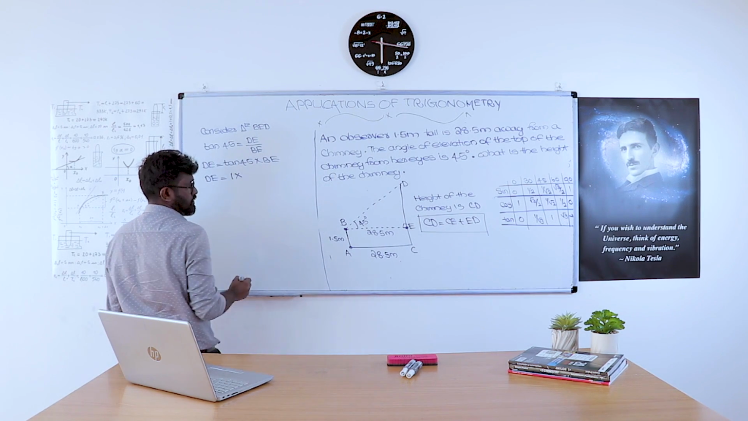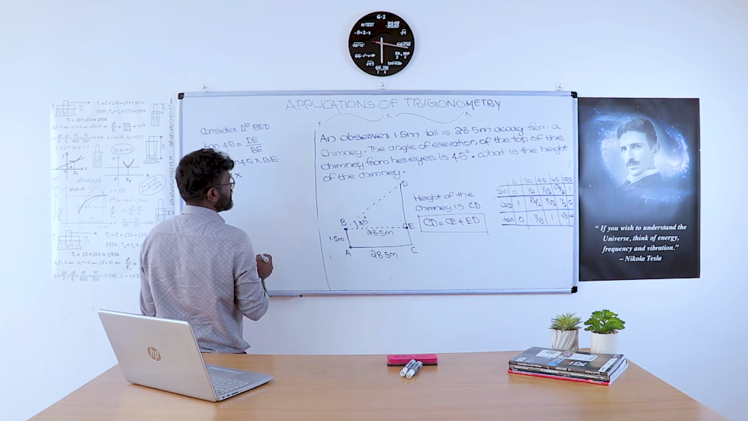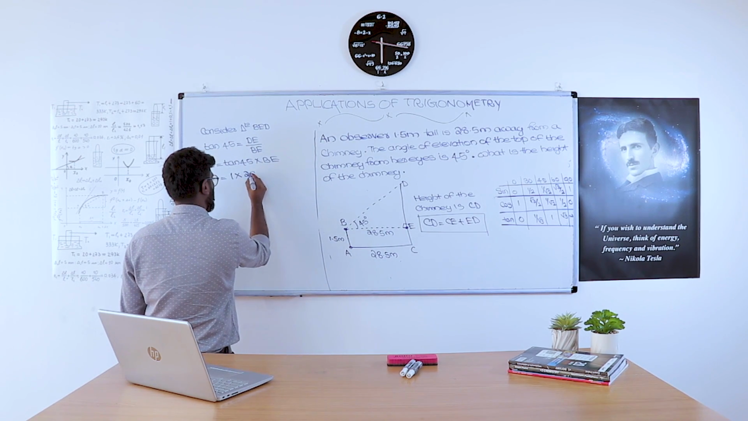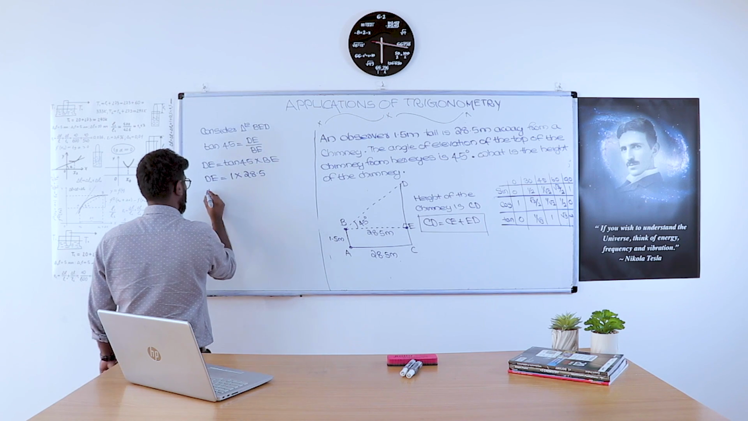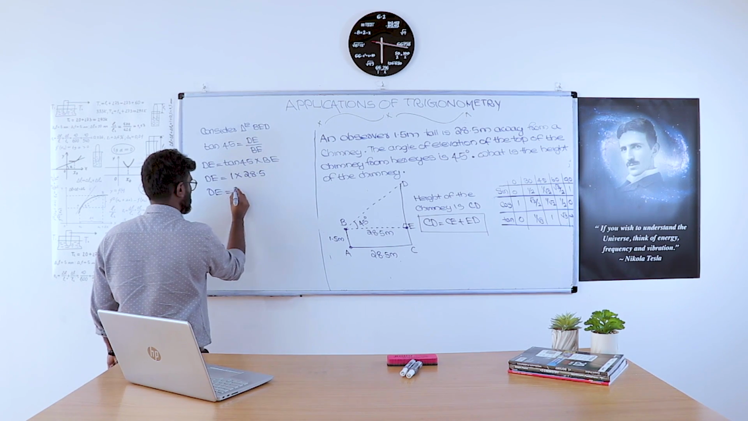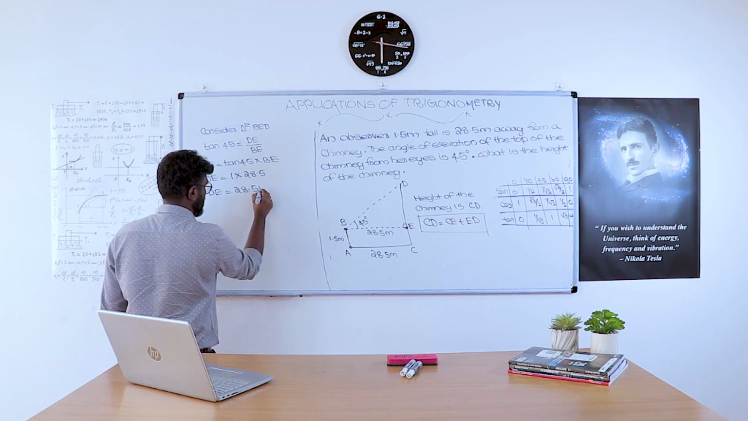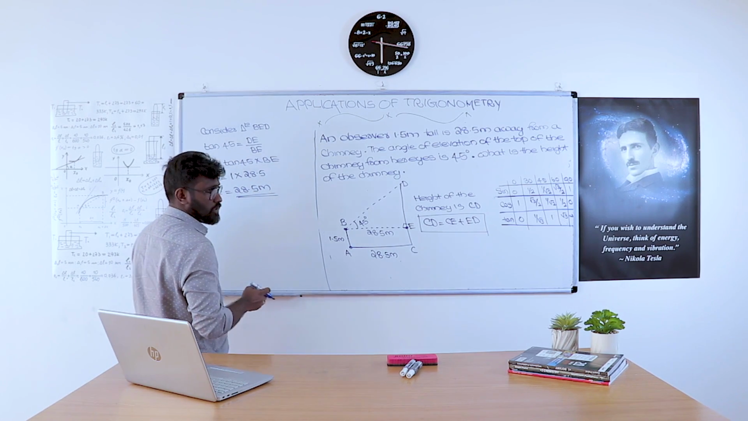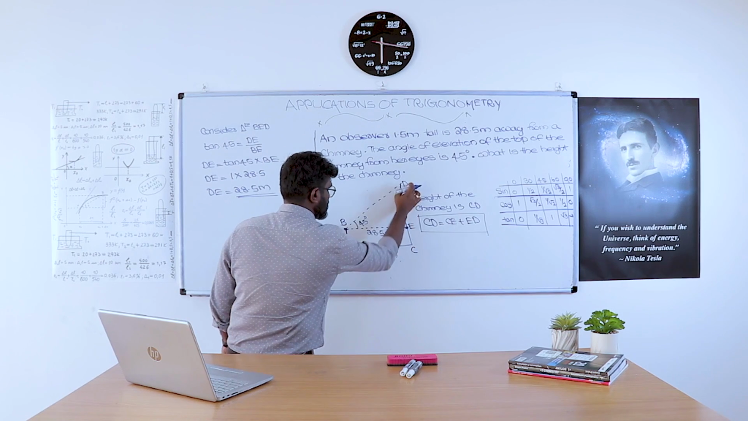1 into what is BE? BE is 28.5. So DE equals 1 into 28.5, which is 28.5 meter, right? So is DE the height of the chimney? No. The height of the chimney is CD.